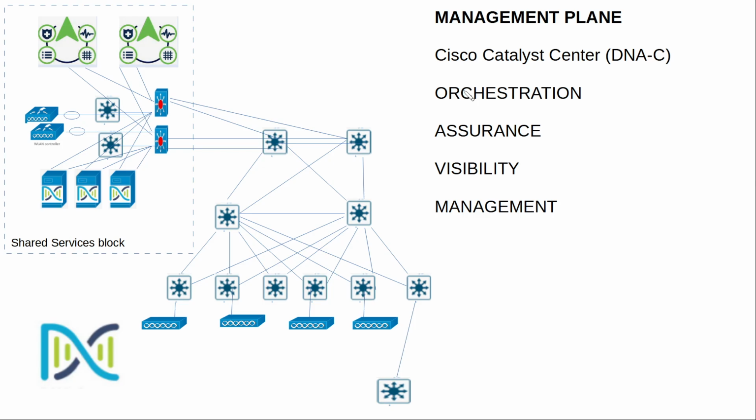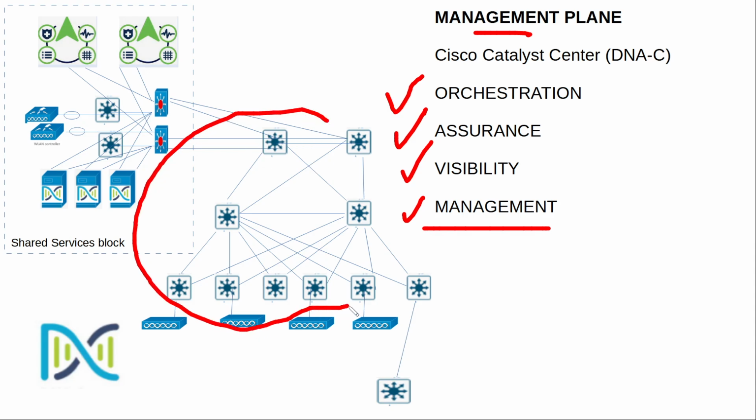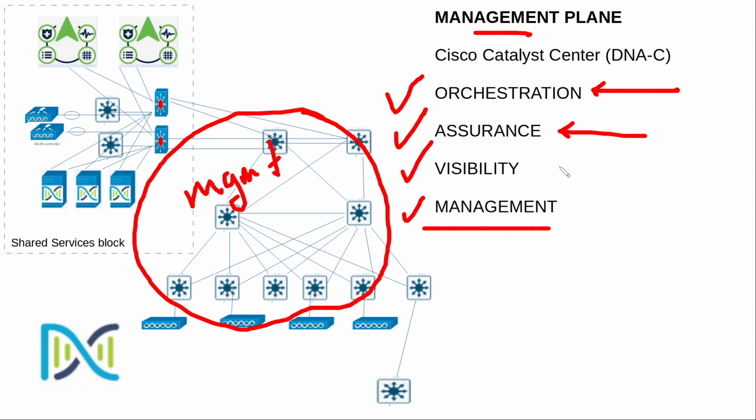Now, what are the functions of this management plane? Orchestration, assurance, and visibility and management. We already know what management is. There is a set of functions that we need to perform in order to administer the network. So there are a lot of functions that we can include within management. So we are going to focus on these particular functions that are documented for the management plane: orchestration, assurance, and visibility. We will see that visibility is actually a part of assurance. So let's take a couple of minutes to talk about these terms: orchestration, assurance, and visibility.